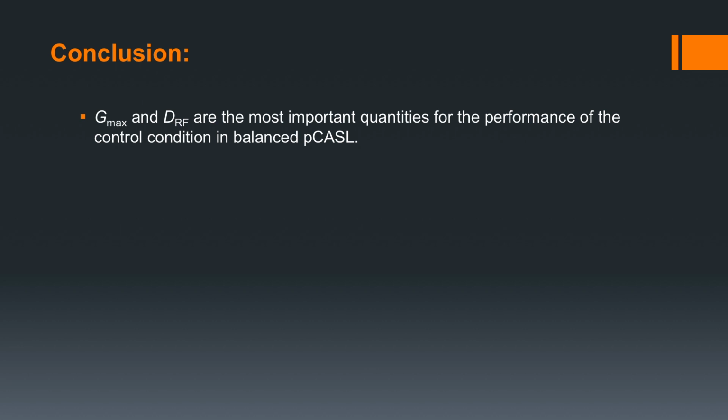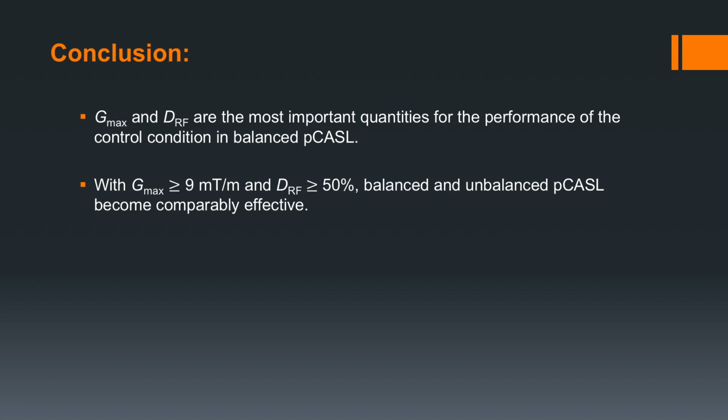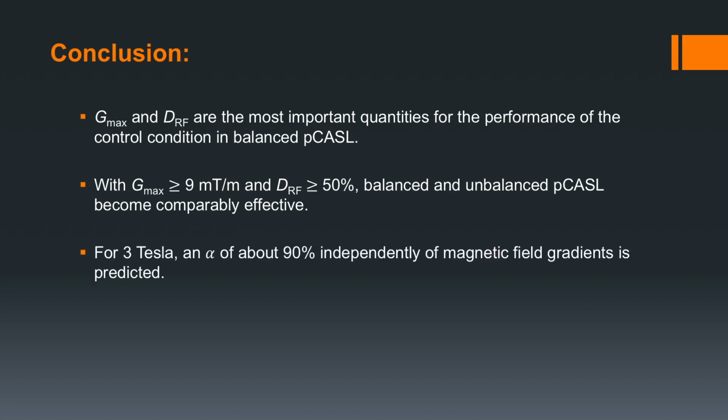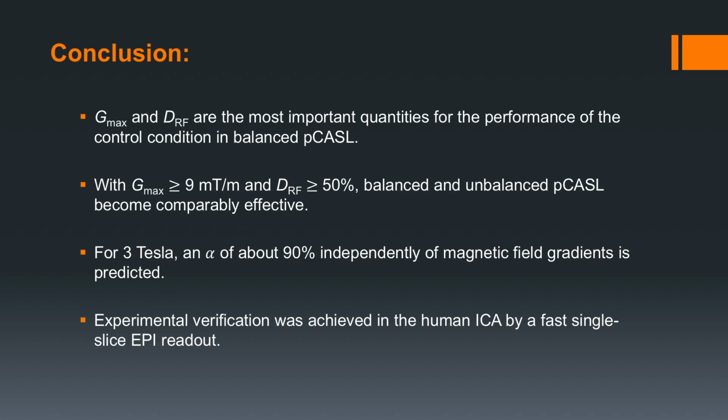In summary, we have shown that the labeling gradient Gmax and the RF duty cycle DRF are the most important quantities for the performance of the control condition in balanced p-castle. We found that with the Gmax of at least 9 millitesla per meter and DRF not smaller than 50%, balanced and unbalanced p-castle become comparably effective. For perfusion measurements at 3 Tesla, a labeling efficiency of about 90%, independently of magnetic field gradients, is predicted by our simulations. And experimental verification of this prediction was achieved in vivo by a fast single-slice EPI readout.